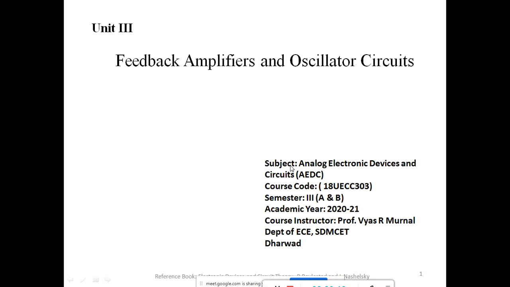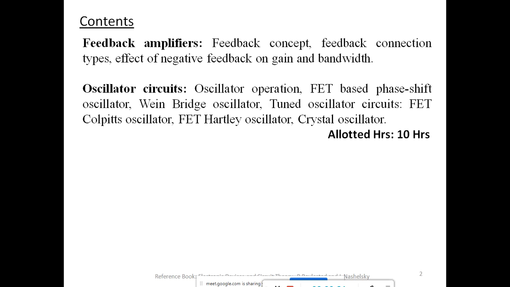Okay, so your unit 3 of AEDC syllabus is on feedback amplifiers and oscillator circuits. Let us very quickly go through the contents of the unit. There are two subsections. The first one is feedback amplifiers. The contents are feedback concept, then the different feedback connection types, and then what is the effect of negative feedback on gain and the bandwidth. Okay, so these are the contents of subsection 1, which is on feedback amplifiers.